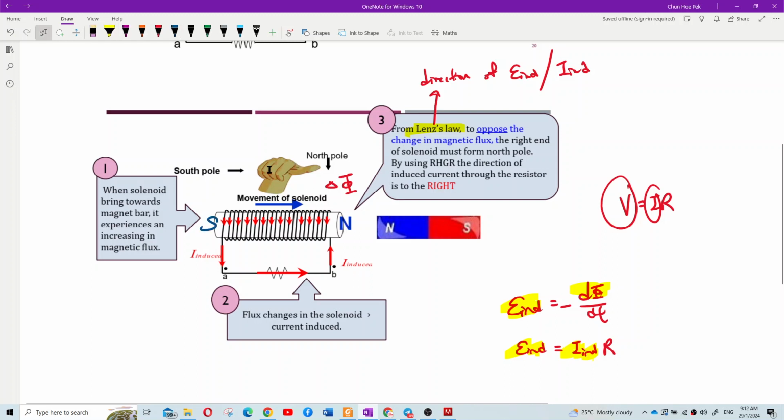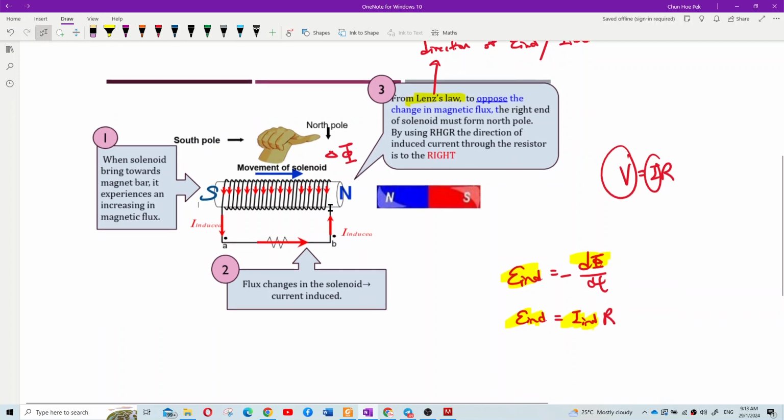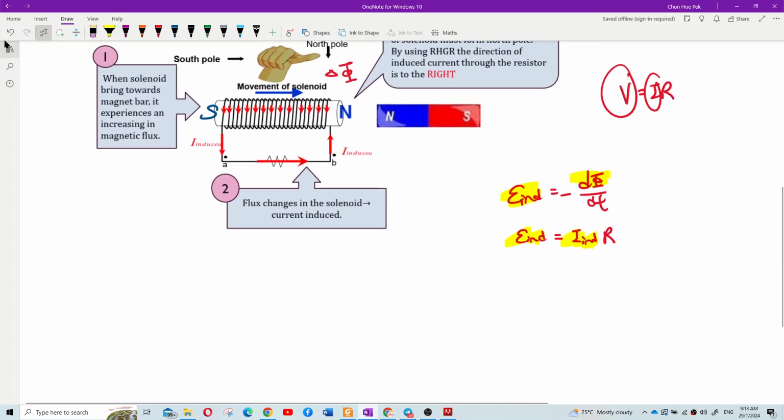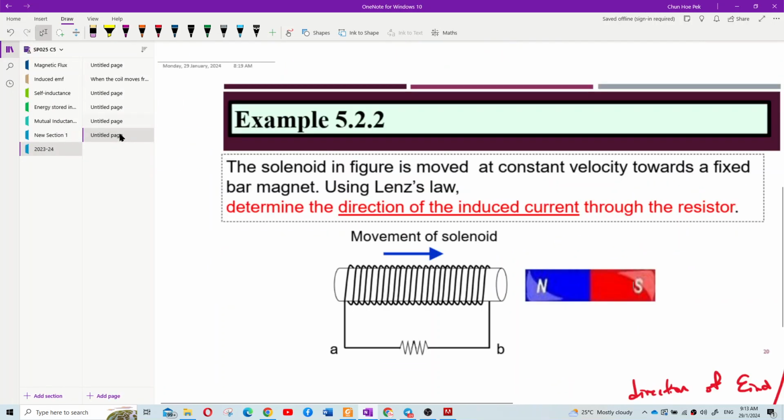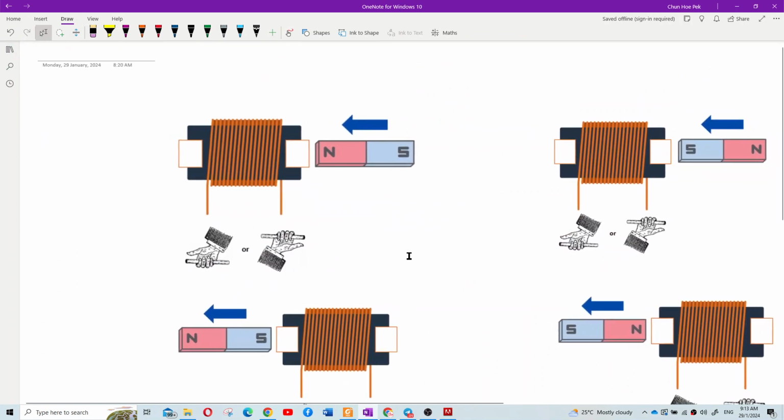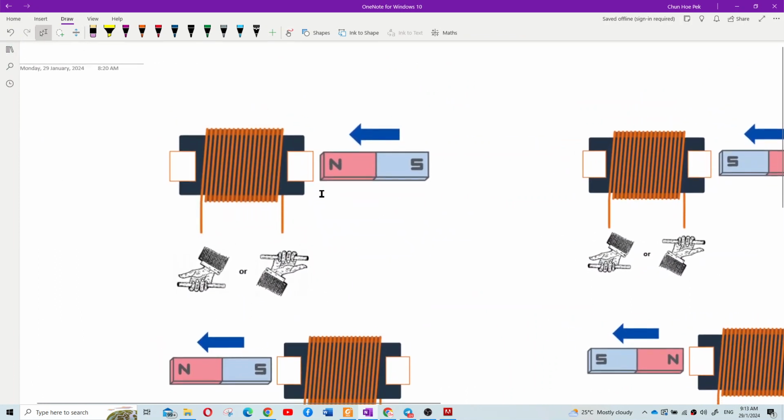Now use your right hand grip rule. You can find the direction of induced current. Betul tak? So kalau sini north means the thumb shows the north. So the finger is macam direction of induced current lah. Understand? Kalau okay, I get got some example here, class. See, class. Macam example ini.